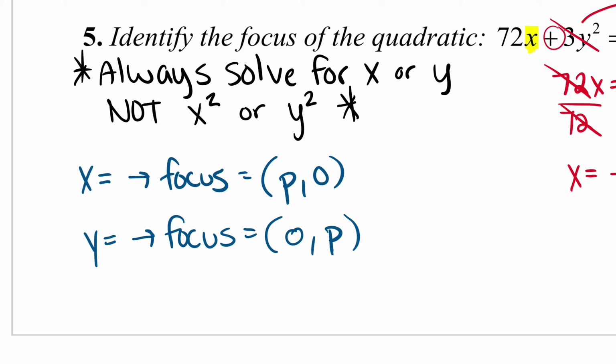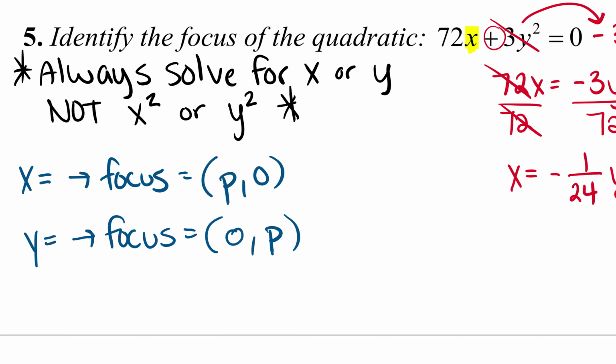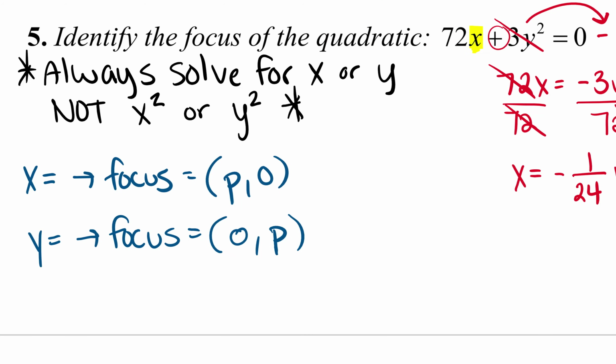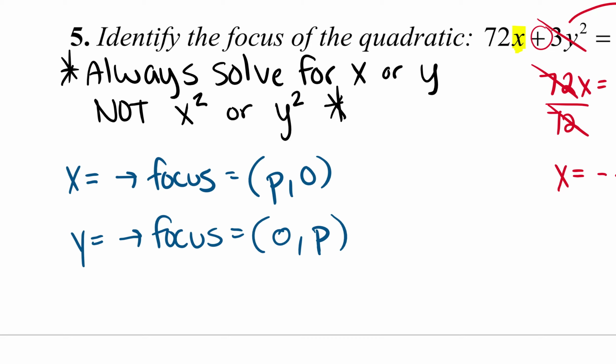Of course, it's only true for this question. That's not true for all quadratics, just for this one, because I know my vertex is at the origin. Yeah, vertex is at the origin. That's what I meant to say. So, only because my vertex is at the origin can I do this shortcut. Because if you look at my equation, I have no h and k, which is great. That makes it easy. So again, if I have x equals, I do p, 0. If I have y equals, I do 0, p.